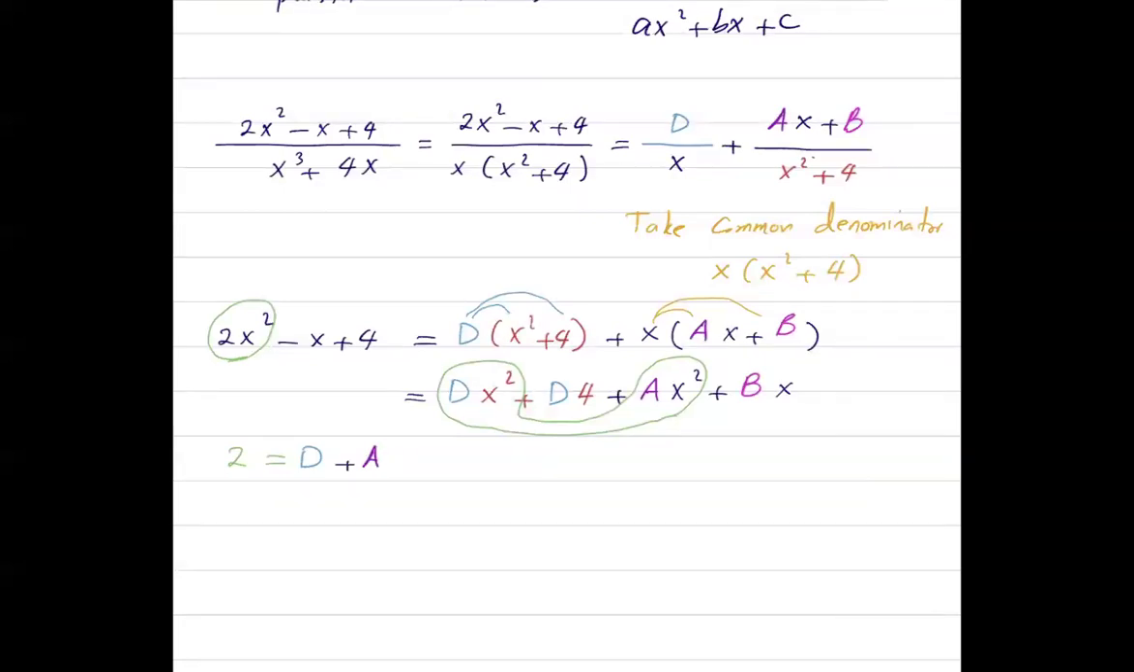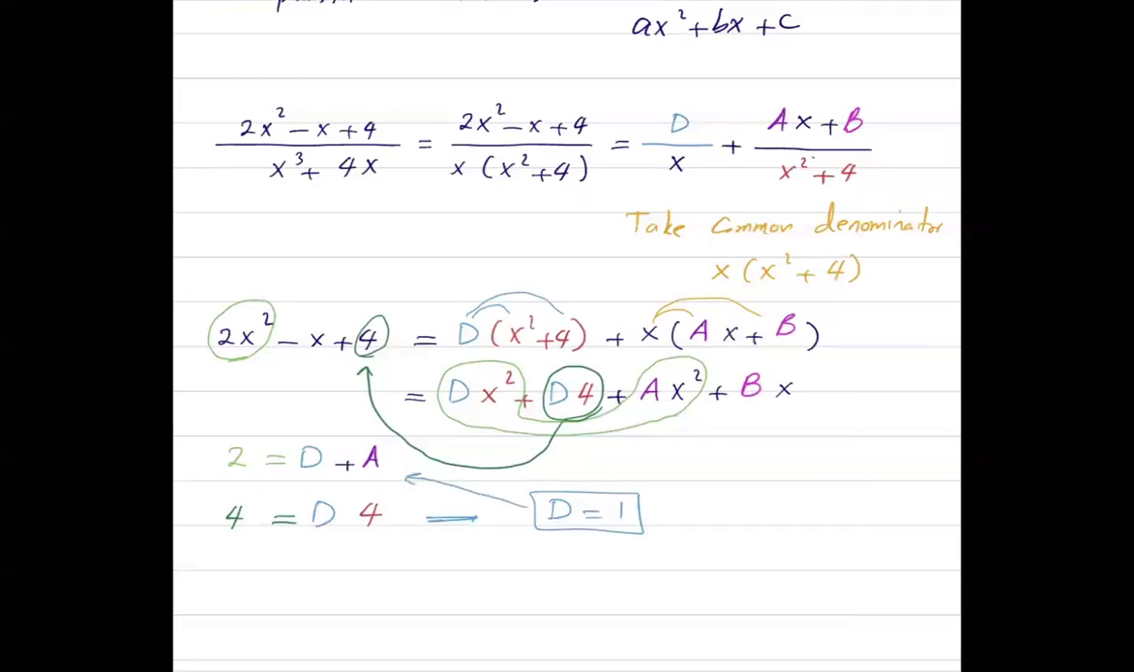What else do we have? We know that constants must be the same, so 4 is equal to 4 times d. Okay, it makes our life easy, because you can basically divide by 4 and calculate d. So d becomes 1. When d is equal to 1, what's the meaning of a? A is equal to 2 minus 1, or just 1.